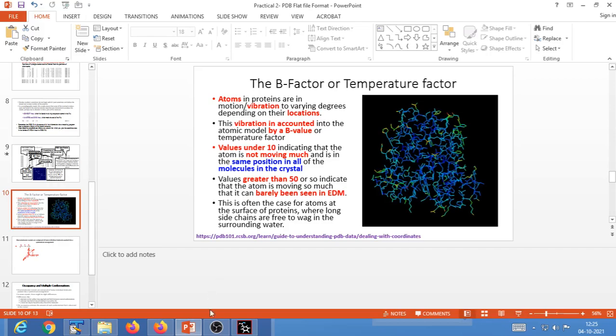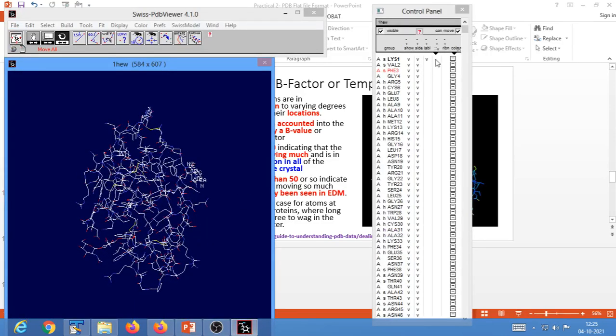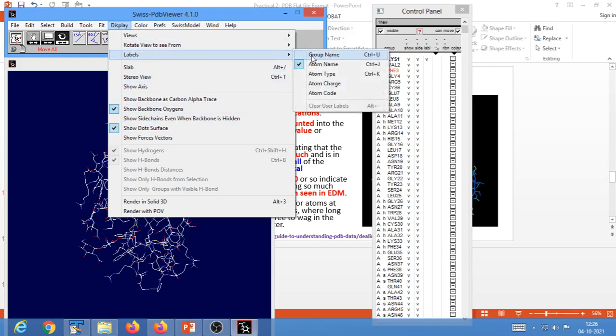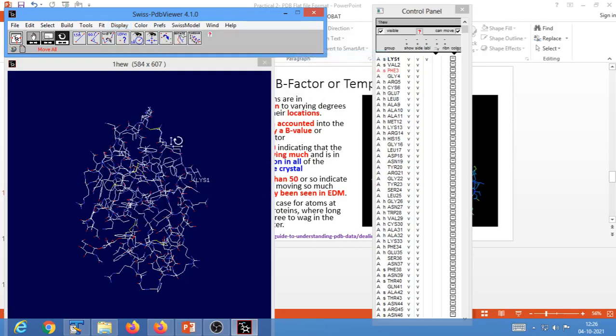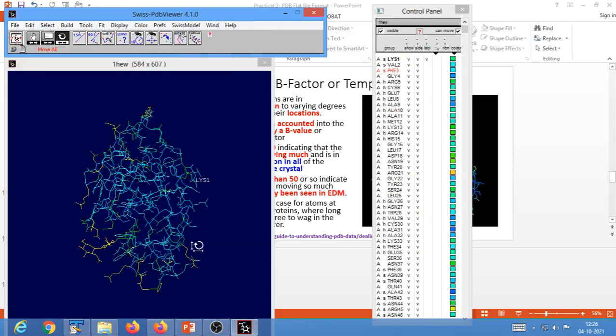Okay, so now you can visualize in your protein molecule which side chains have a higher B factor. You can visualize it. I will show you. Okay, well, now you can color your protein molecule by B factor like this.